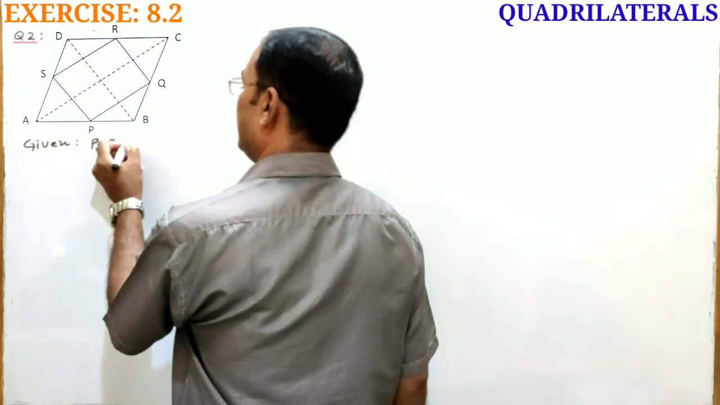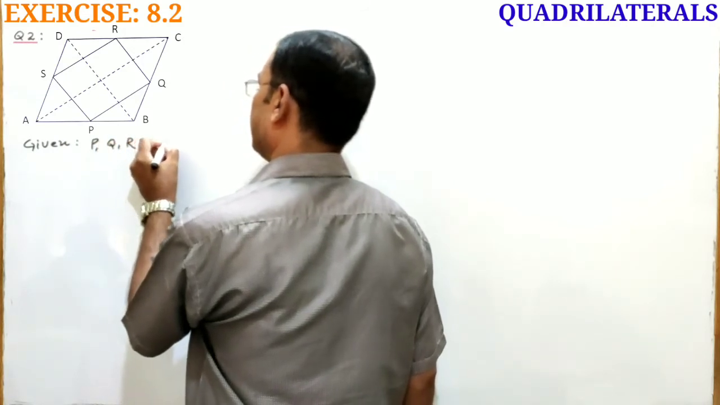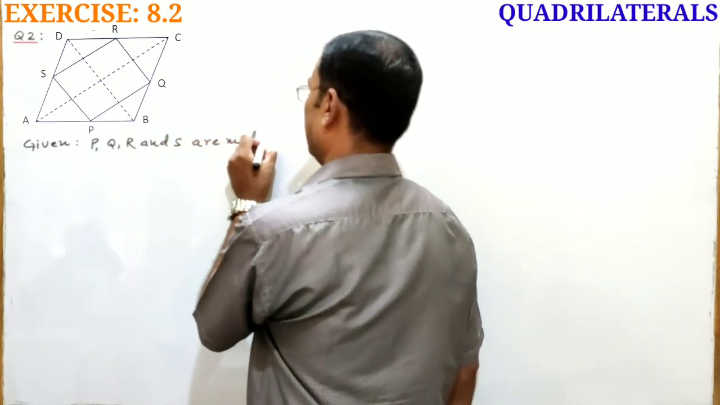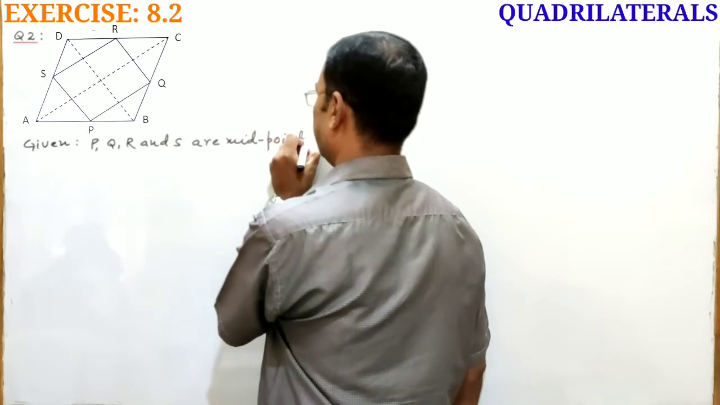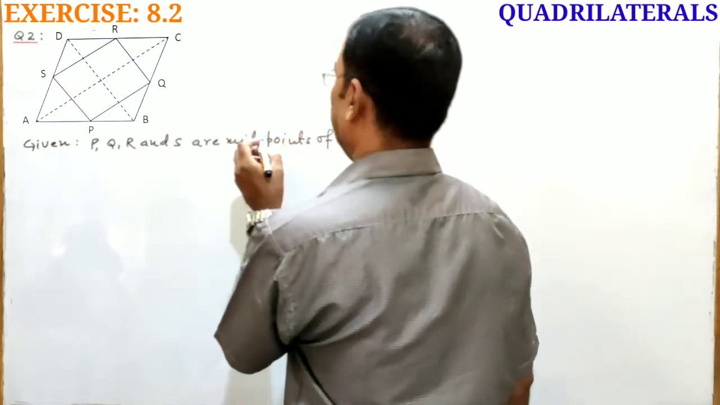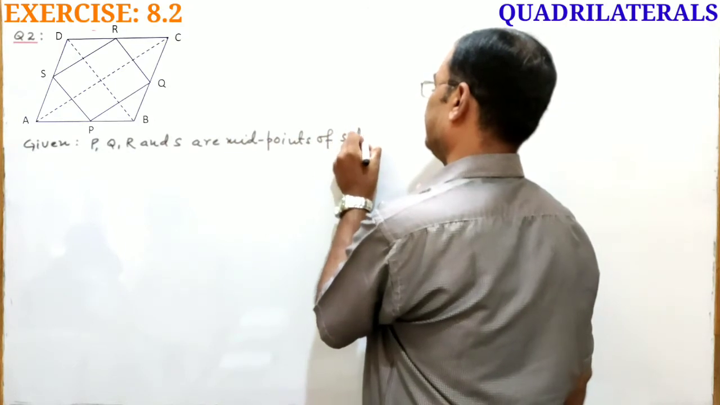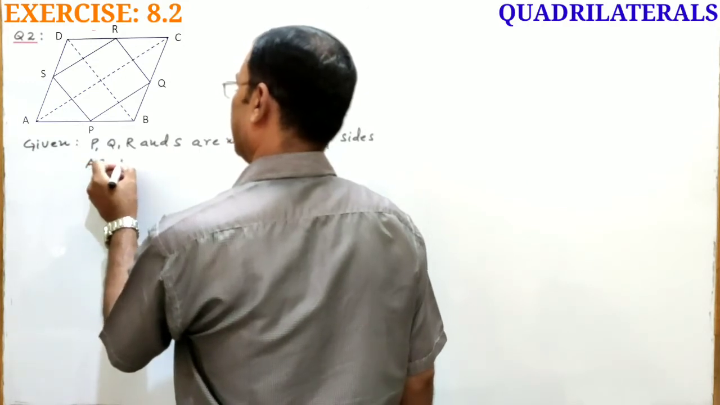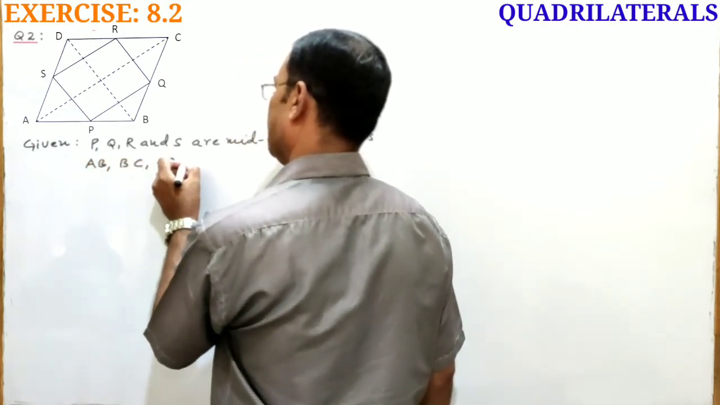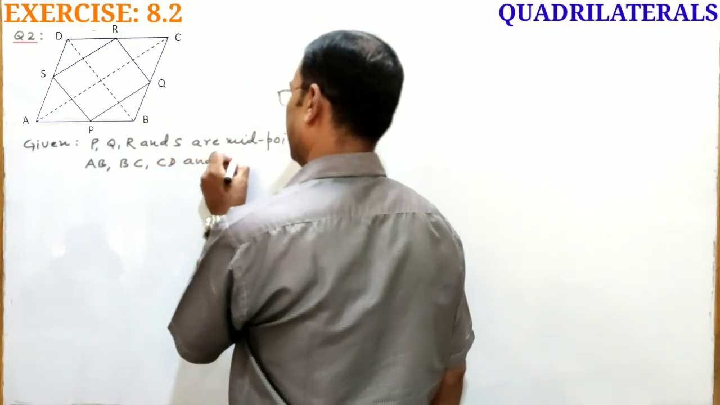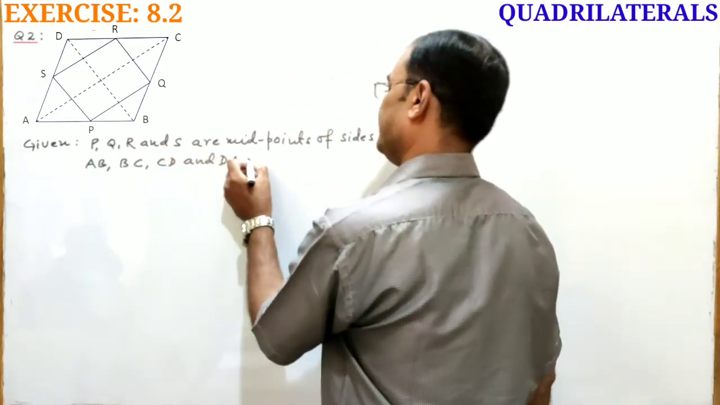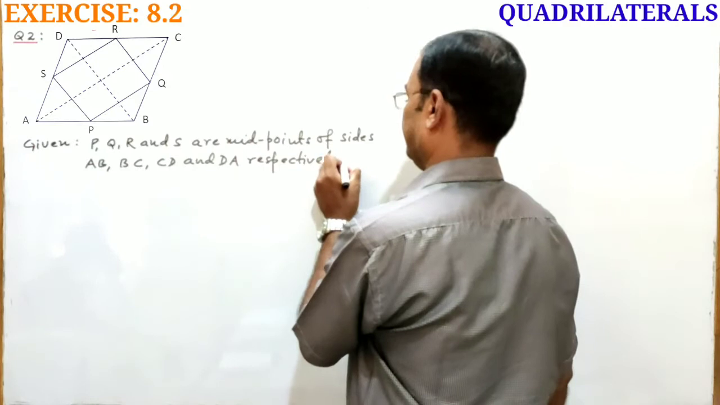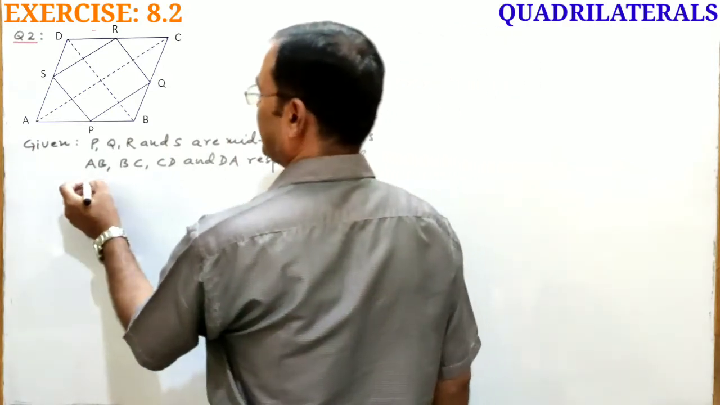P, Q, R and S are midpoints of sides AB, BC, CD and DA respectively of rhombus ABCD.